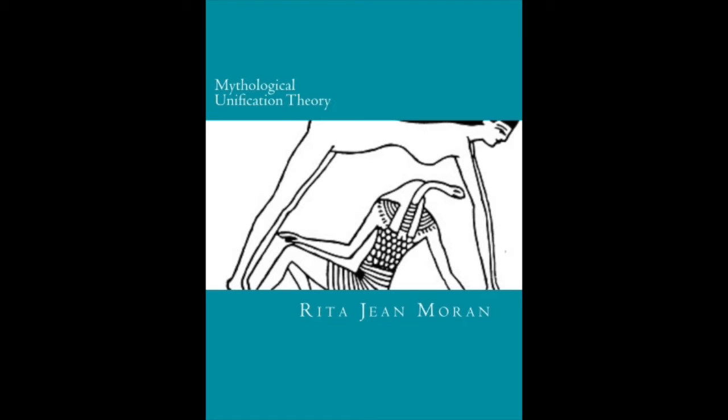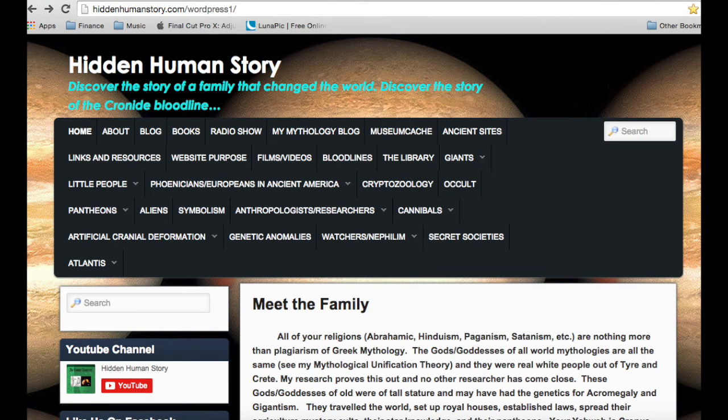The mythological unification theory simply states that all mythologies are based on the same gods and goddesses who were real people that came out of ancient Tyre and Crete, possibly between 15,000 and 19,000 years ago. Throughout all of the mythologies, the names will vary per culture, but they are the same people with some variances in their stories and some differences in the pantheons.